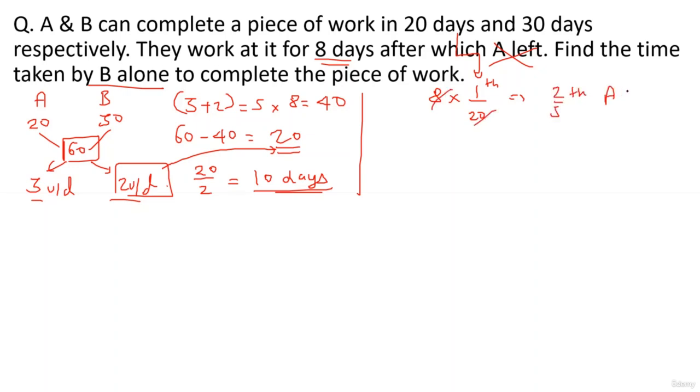ओके, 2/5 वर्क किसने किया है? A ने किया है. तो बचा हुआ काम कौन करेगा? 1 minus 2/5, it's basically 3/5. 3/5 वर्क कौन करेगा? B करेगा, राइट?